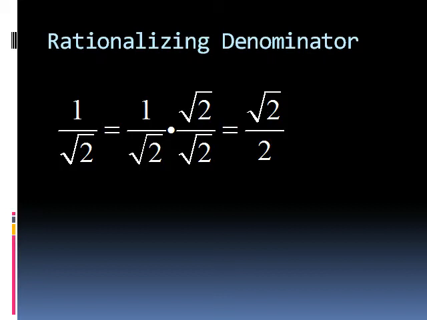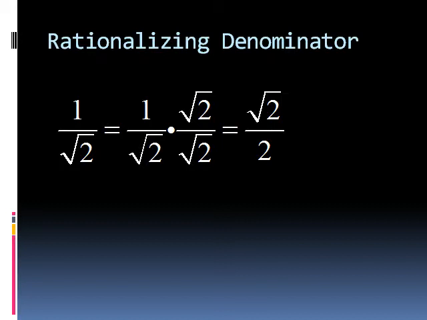So let's look at the example. 1 over root 2 can be multiplied by root 2 over root 2, which is exactly the same thing because root 2 over root 2 is just 1, right? But we just try to reorganize the whole number.